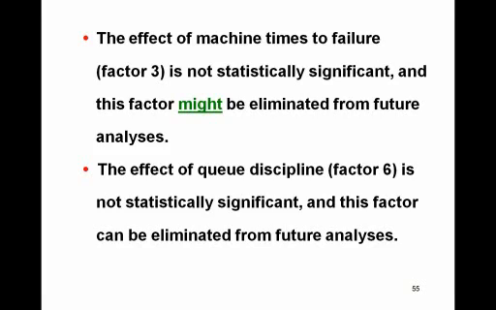The effect of Q-discipline, factor 6, is not statistically significant, and this factor can demonstrably be eliminated from future analysis, which means that if we did additional experiments, we would just set the Q discipline to FIFO, not to be confused with FIDO.